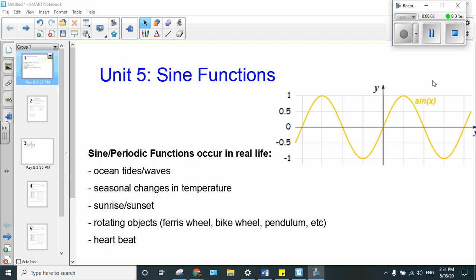I know we missed one unit, so don't worry about that. We're just going to continue on with the course and focus on the stuff that's most important, especially for those students going to grade 12. So Unit 5 is going to be on sine functions. This is pretty new to you. Don't panic, don't stress out. There's going to be some new terminology, but we will go slow and we will get through it together.